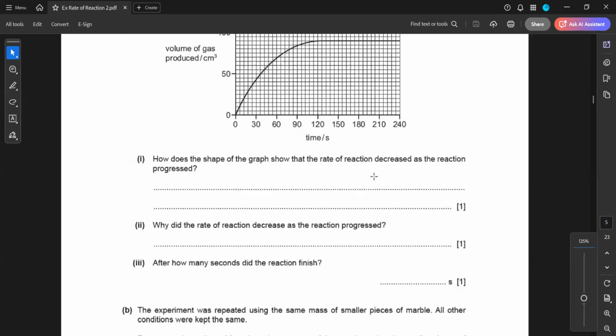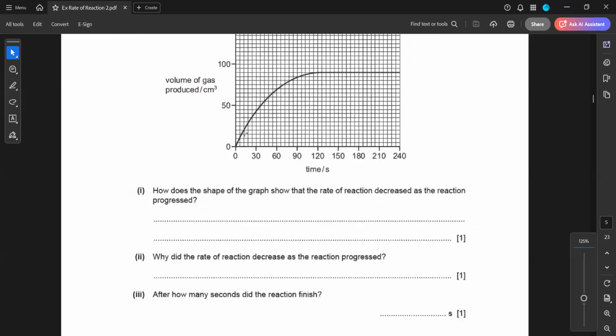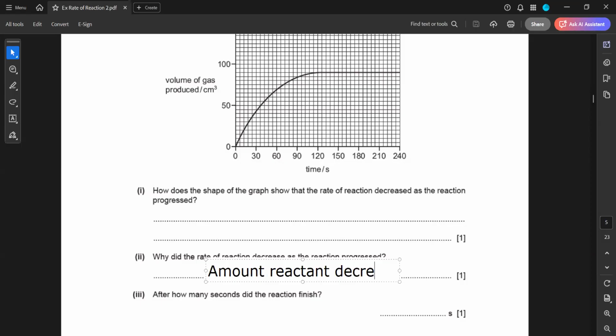Sir, because the reactant decreases. Good. So the amount of the reactant decreases, and because of that the amount of collisions decreases as well. Yeah, good. Amount of reactant decreases, or you can say less reactant, limited collisions. Sir, I did not ask a question.